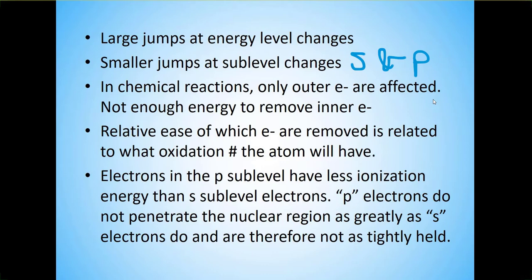The ease with which electrons are removed is related to the oxidation numbers that we've talked about. So remember the oxidation number pattern. Group 1 has a +1 charge, group 2 has a +2. Your boron family has +3, the carbon family has +4, and then the nitrogen family is where it starts to be negative. Nitrogen family is -3, oxygen family -2. The halogens are -1, and your noble gases do not have oxidation numbers.